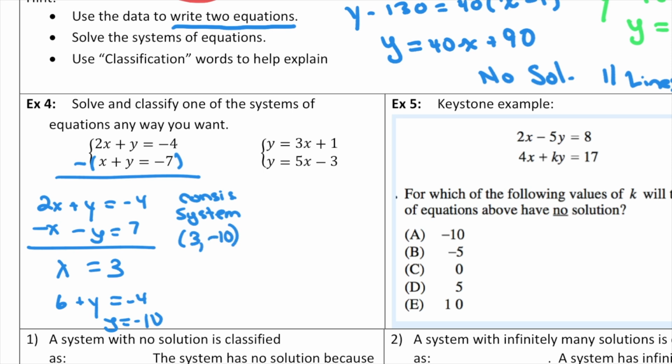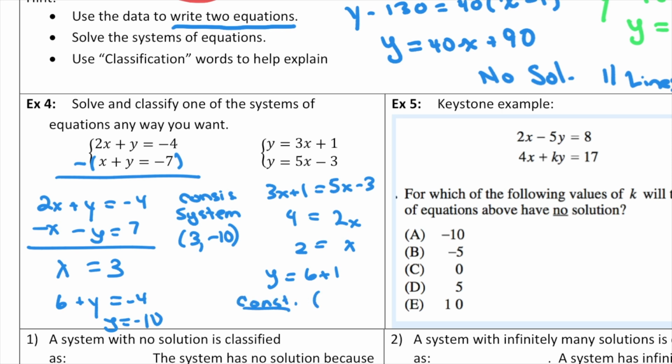The next equation, I'm going to use substitution. 3x plus 1 is equal to 5x minus 3. 2x is going to be equal to your 4, so x is 2. If x is 2, y is going to be 6 plus 1. Again, this is a consistent system of equations. X is 2, y is 7.